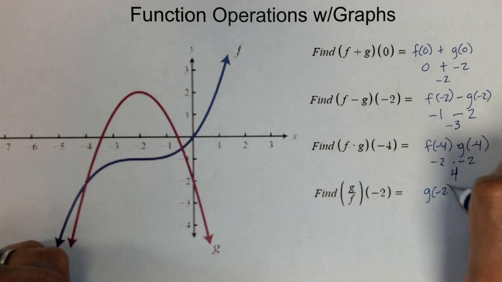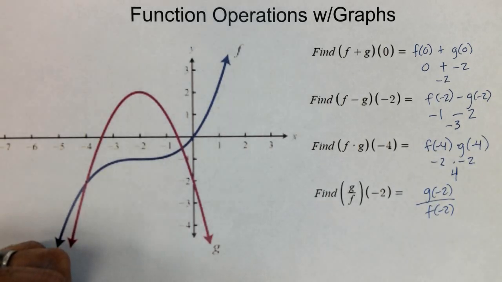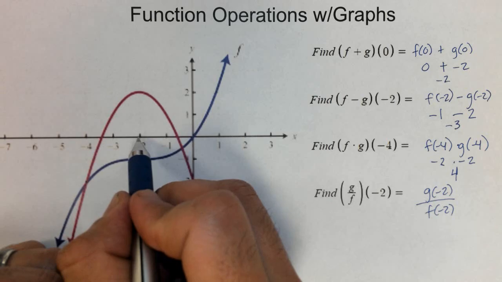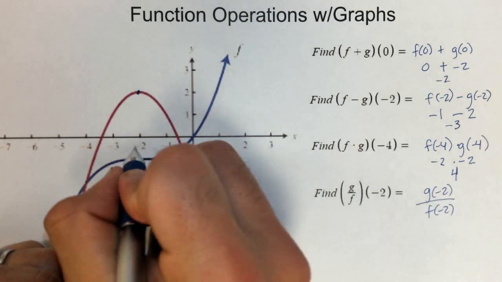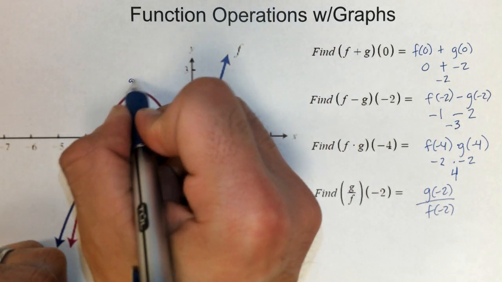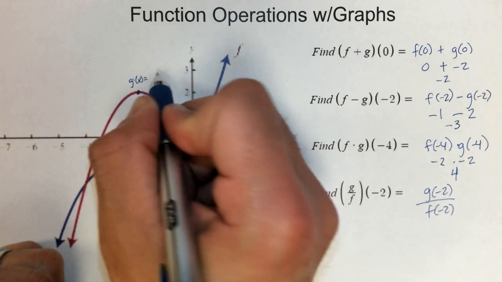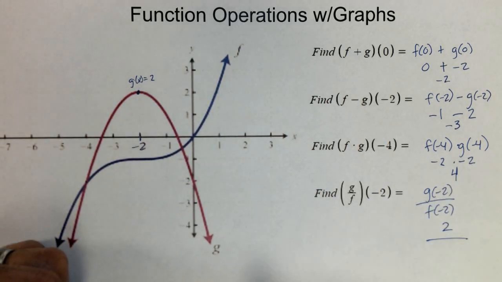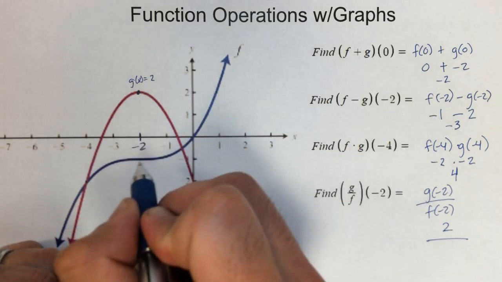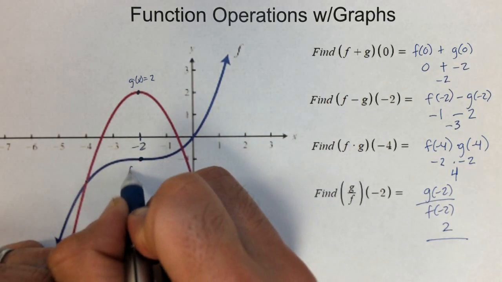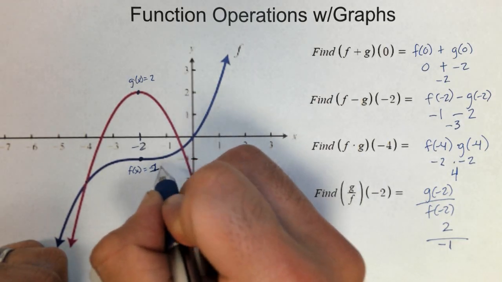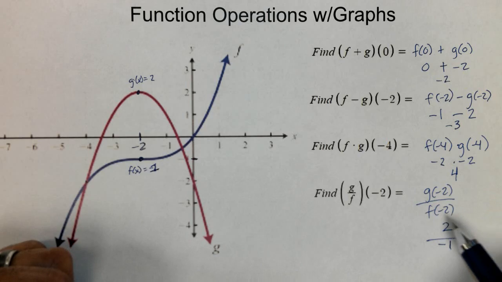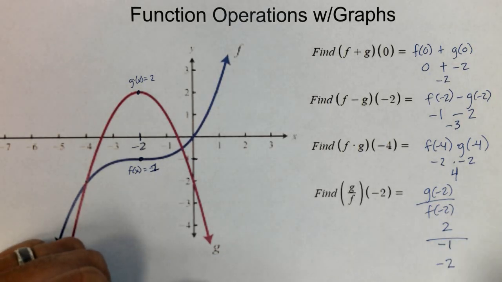So what's g of -2 divided by f of -2? Let's divide this. Well, at -2, g is +2. g is located here. When the input is -2, g is +2. What about f of x? When this is the input, f is down here at the bottom. f of x is -2. Sorry, -1. And then 2 divided by -1 is -2.